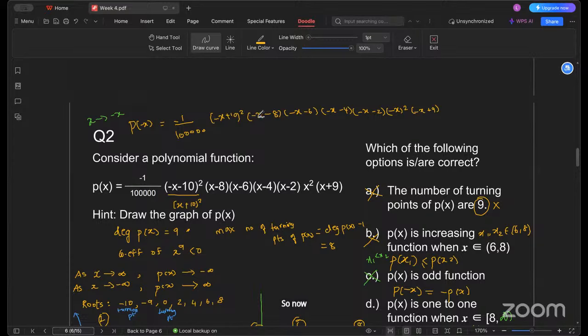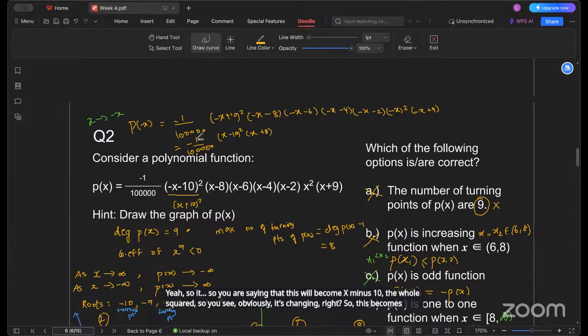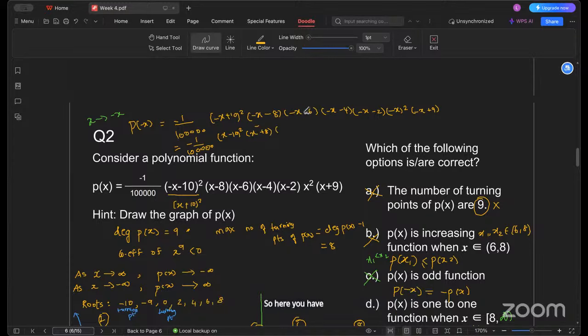So now obviously the polynomial changes, or does it remain the same? It changes. Ma'am, it becomes x minus 10, na? X minus 10 whole square. So you are saying that this will become x minus 10 the whole square. So you see obviously it's changing, right? So this becomes x plus 8. So let's take the minus commonly. Here you have a minus, and here a minus, and here a minus.